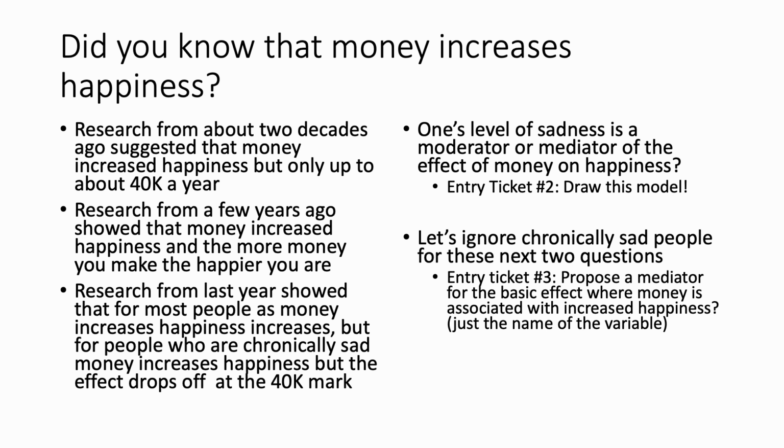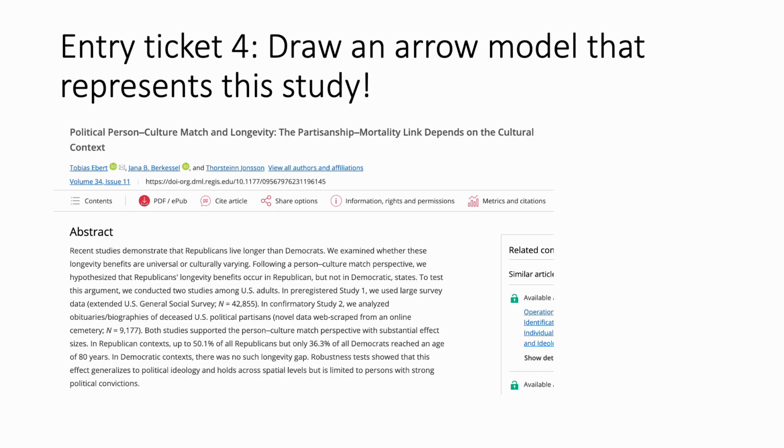For another entry ticket item, number 3, ignore chronically sad people. I want you to just ignore the chronically sad people, right? They're the people for whom money does not increase happiness forever. Just ignore them, okay? Just non-chronically sad people. I want you to propose a mediator as to why money leads to happiness. Just one mediator, and draw that model. It just needs to be a word, but you need to draw the model. You can draw a picture. I like the pictures, but words work just fine.